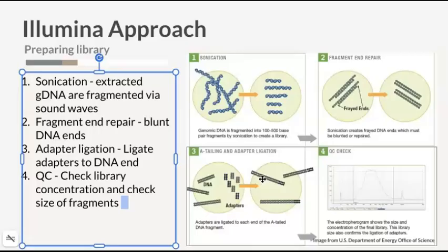Once you've done the adapter ligation, you want to check your samples and do a QC check. This is basically to see if you have enough concentration of your fragments to actually be able to get some data out of it. You also want to check if your fragment size is within a good length. You want the fragment size to be roughly 100 to 500 base pairs. You're going to get a few that are really small, and a few that are longer.